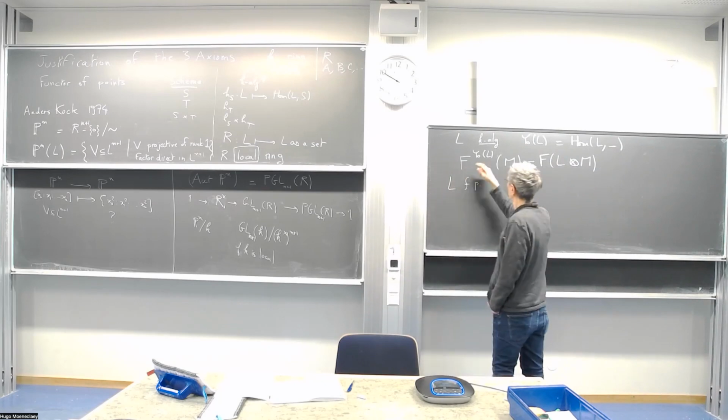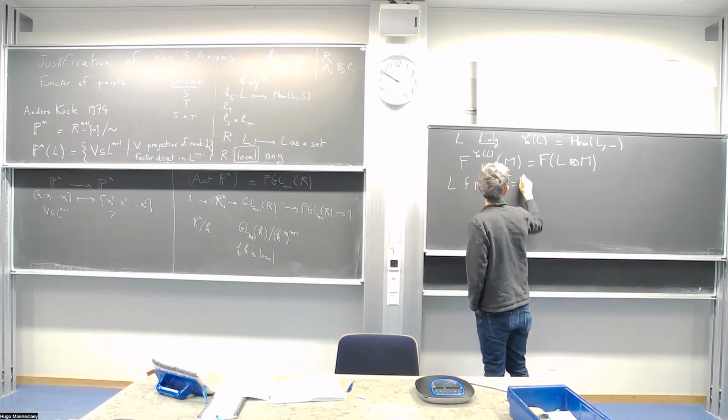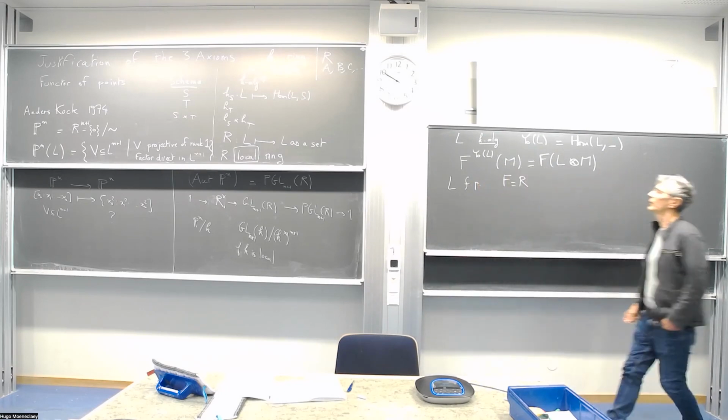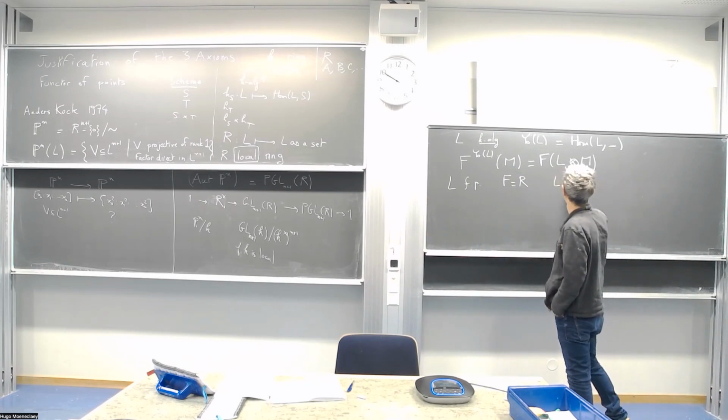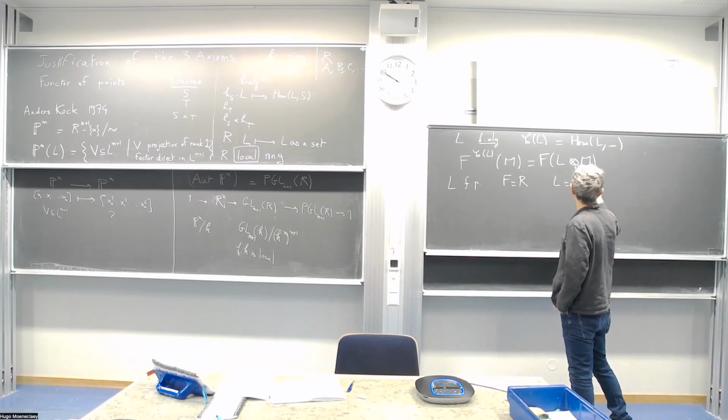and F is R, we can look at what happens. So L finitely presented means L is K[x1, ..., xn] modulo the polynomials P1, ..., PL.